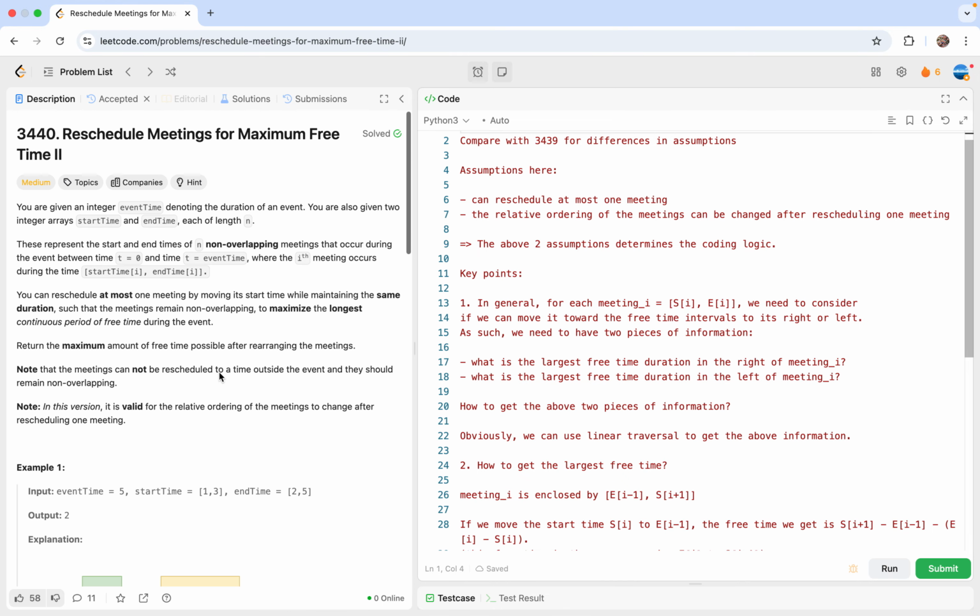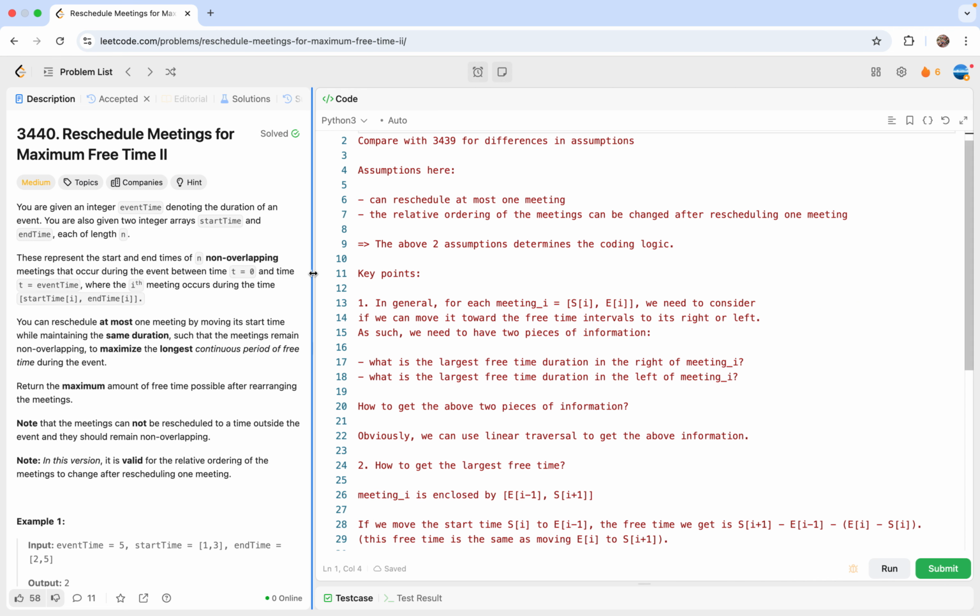Here I want to mention the two main assumptions. First, we can reschedule at most one meeting. The second is that the relative ordering of the meetings can be changed after rescheduling one meeting. So that's the two main assumptions here among others. I would say the above two assumptions determine the coding logic.